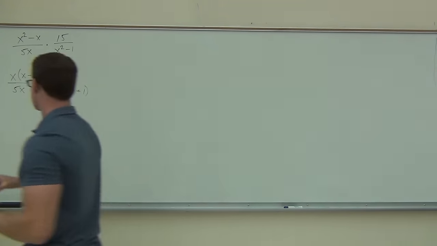On the denominator, we have 2 factors left. We just have to write both of them. Don't distribute it. Don't FOIL it. That's it. That's as far as we can go.